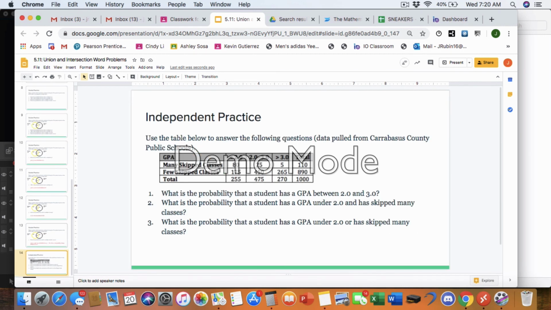Alright, so you have some data here that I pulled from Calabasas County Public Schools about their skipping classes and GPAs. You have 3 questions here I would like you to answer. When you're done, you can submit your assignment. I'll post the results from this independent work on Friday.